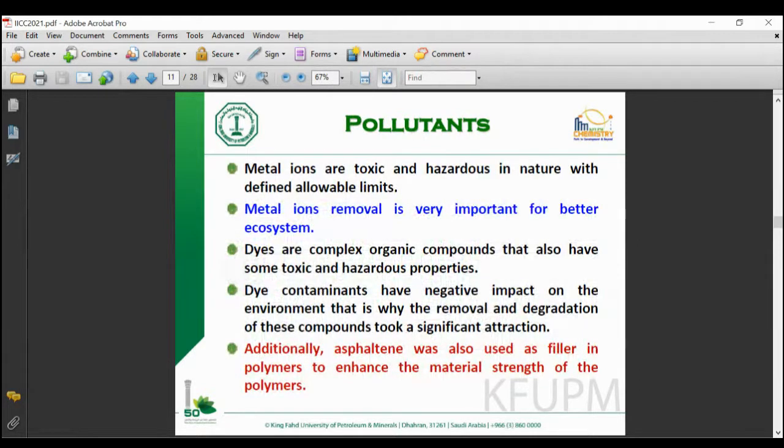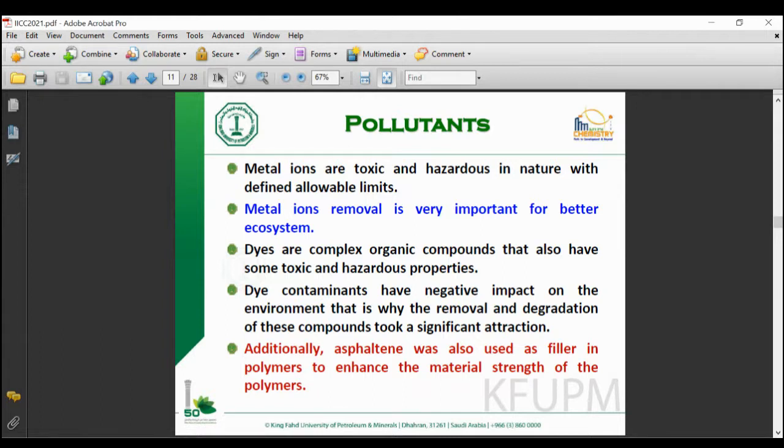So this is the chemistry of the asphaltene. After this, we asked what the asphaltene should be utilized for. A lot of adsorbents were available in the market. People were talking about carbon, so we thought to look at how this carbon can be utilized. The metal ions are very toxic and hazardous in nature, so they should be removed, adsorbed. Dyes are also very dangerous and toxic. They contaminate the water, so they should also be removed.